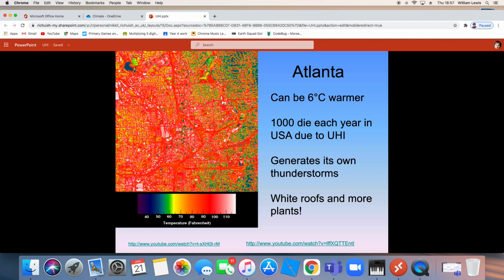It generates its own thunderstorms from the convection, which is quite impressive, that essentially they've proved that some of the thunderstorms in Atlanta would not happen if it wasn't for the fact that Atlanta's urban heat island is so extreme. And it gives you some costs, it gives you some facts and figures, but it also tells you how you could fix it. And it's really, really straightforward.